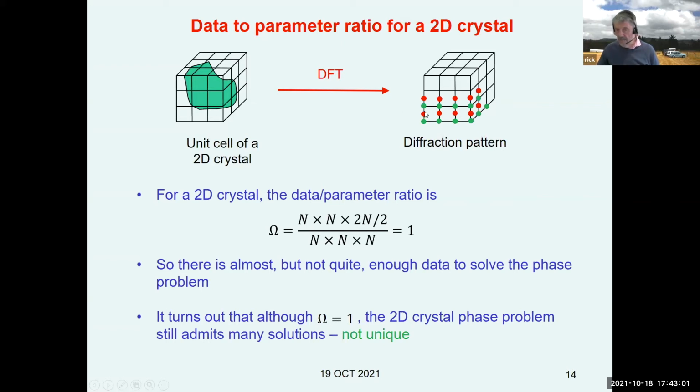And so we can count up the number of samples and compare that to the number of parameters to get our data parameter ratio. We have n samples across here. We have n samples across here. So we have n times n. And here we have 2n samples. So we have n by 2n divided by 2 for the Friedel symmetry, divided by n by n by n again for the number of parameters describing the electron density in the unit cell, and this reduces down to 1. Okay, so this shows that for a 2D crystal, the data parameter ratio is 1. So we almost have enough data, but not quite enough to solve the phase problem directly.